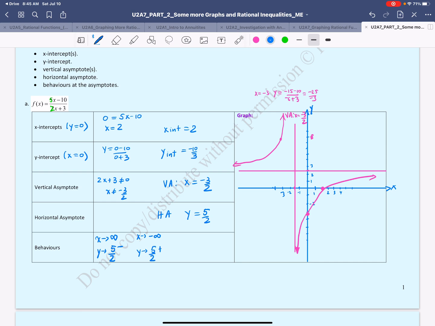Now, we can also analyze what happens when x approaches the vertical asymptote, which is at negative 3 over 2, from the left and the right-hand side. So when you approach negative 3 over 2, which is right here, from the left-hand side, the graph is going up to infinity. So we'll say y approaches infinity. When the graph approaches negative 3 over 2 from the right-hand side, the graph is heading towards negative infinity. So we'll say y approaches negative infinity. And here we go, we're done.